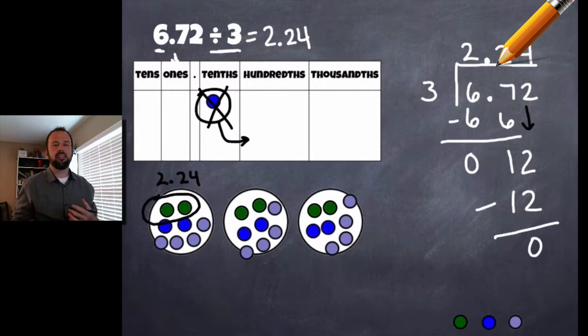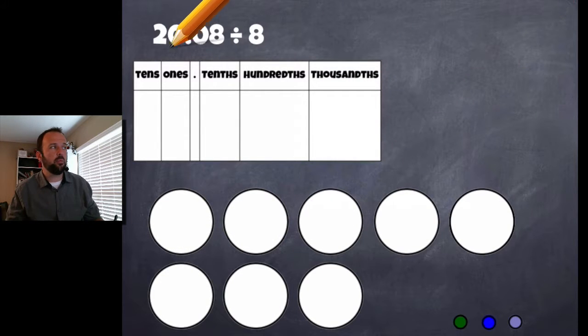All right, perfect. Let's take a look at another example real quick and see if that helps to solidify things a little more. It helps us to really get a good grasp on what's going on. Okay, so for this example, we have 20 and 8 hundredths divided by 8.